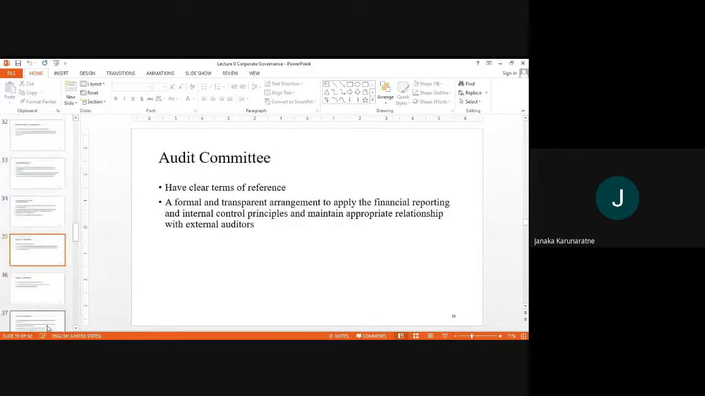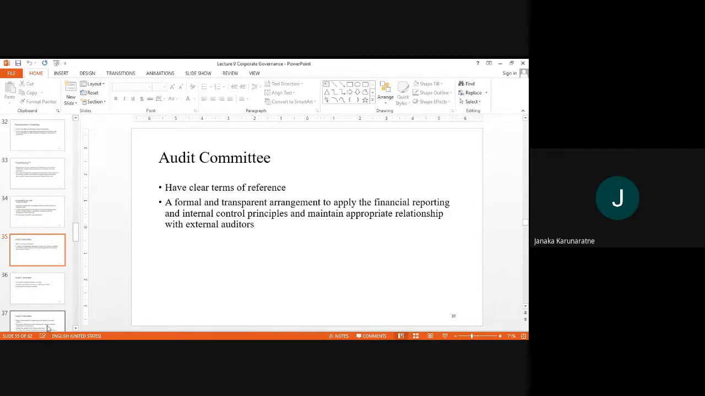As I mentioned, audit committees are there in many of your organizations. Have clear terms of reference for the audit committee, a formal and transparent arrangement to apply the financial reporting and internal control principles, and maintain an appropriate relationship with external auditors. So the audit committee should have clear terms of reference on what they have to do. I think all of your banks have audit committees, so they know what their role is. And it's a formal and transparent arrangement.